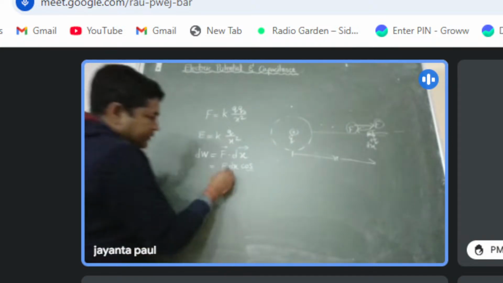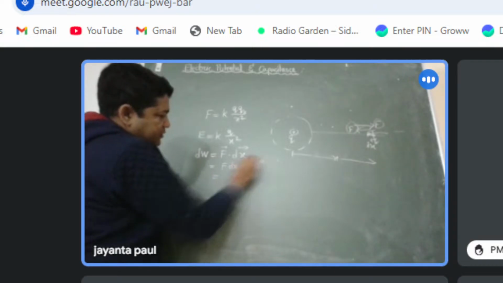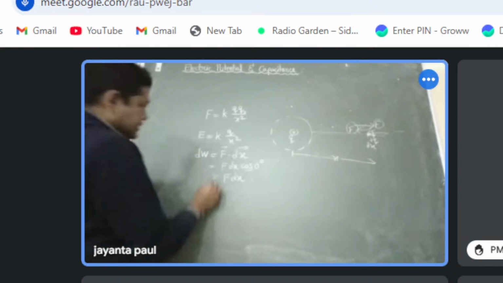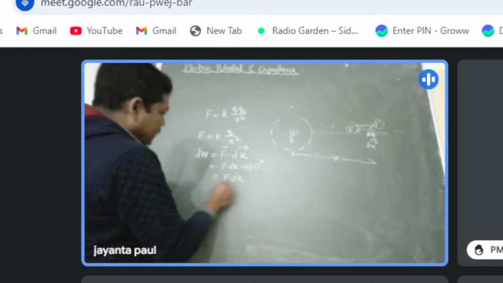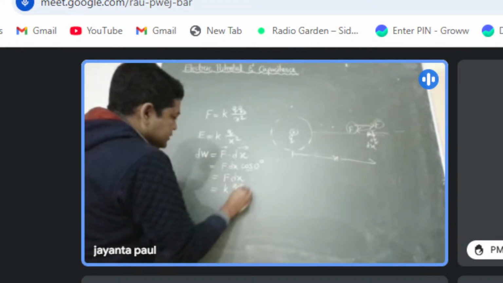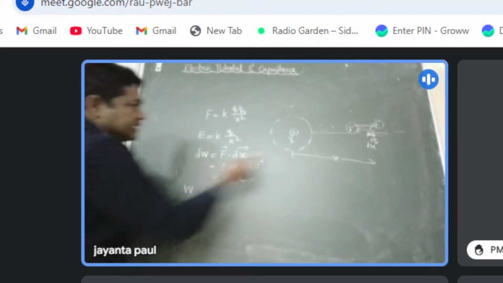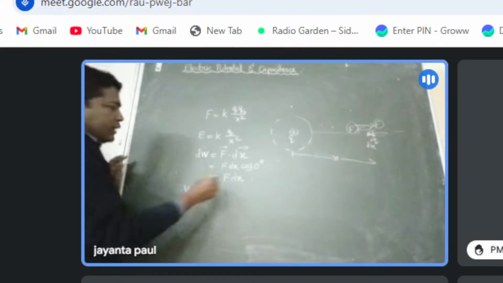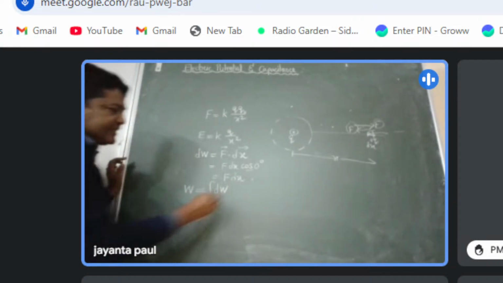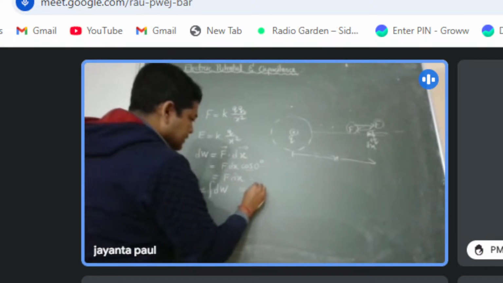So if I use this force equal to the electrical force, then it is F dx cos 0 degree, so it is F dx. Now the work done in doing so, q0, okay, we can put it later on, F dx. So if the total work done is integration dW, then when we integrate it we get the answer.